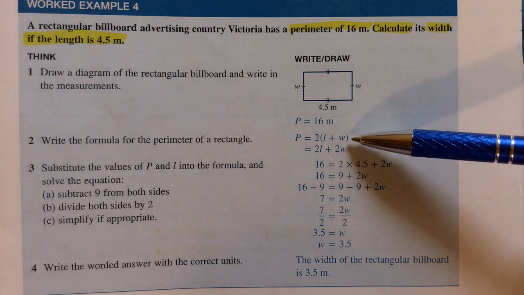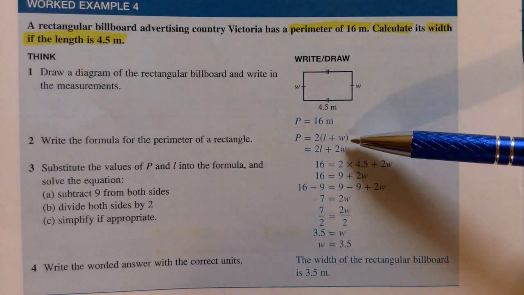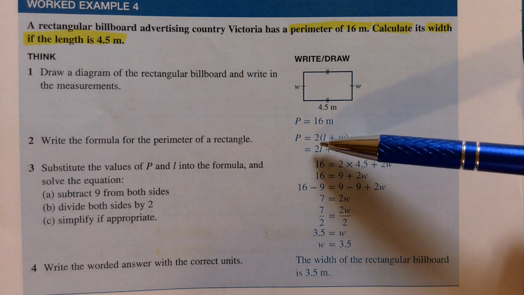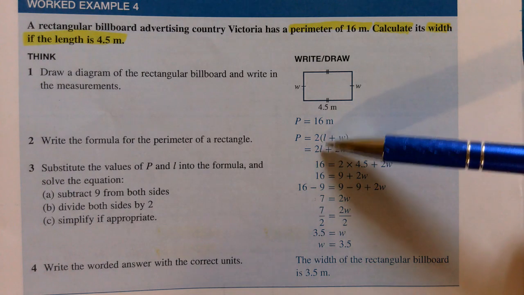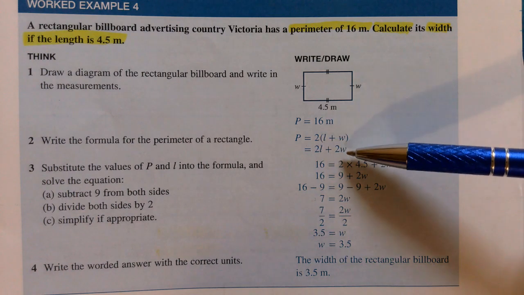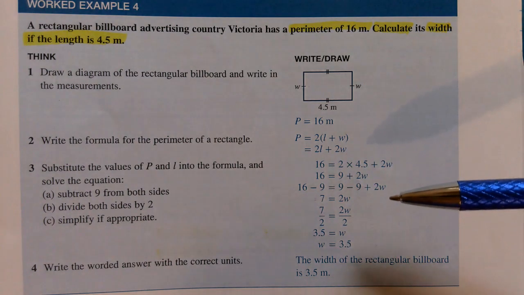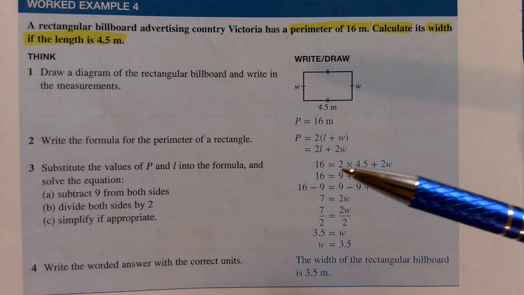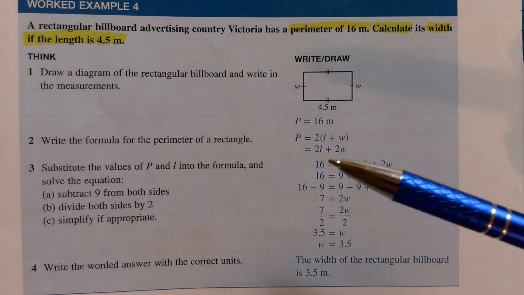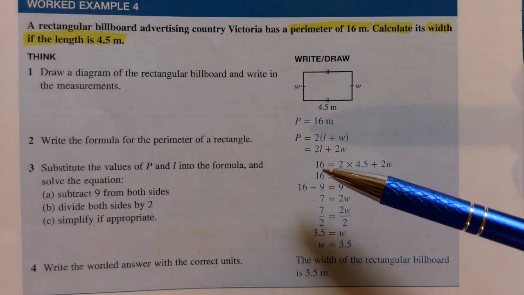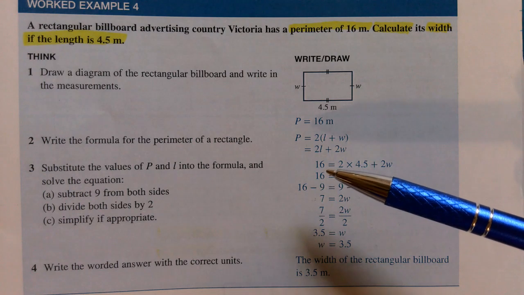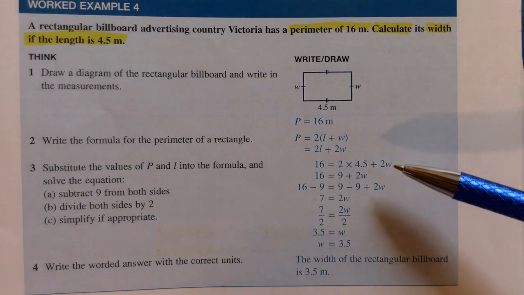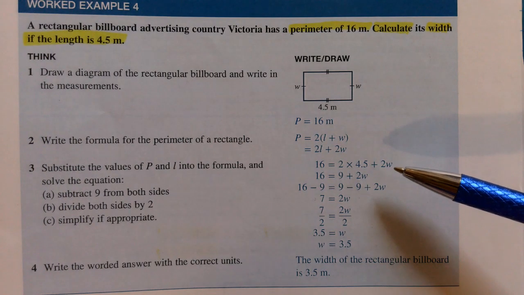Again, you write your formula. This time we're going to expand our formula by multiplying the 2 by the length and the 2 by the W, following the distributive law that you have learnt in class. We now substitute what we know into our formula. We know that the perimeter is 16. We know that the length is 4.5. We don't know the width, so we write in the W.